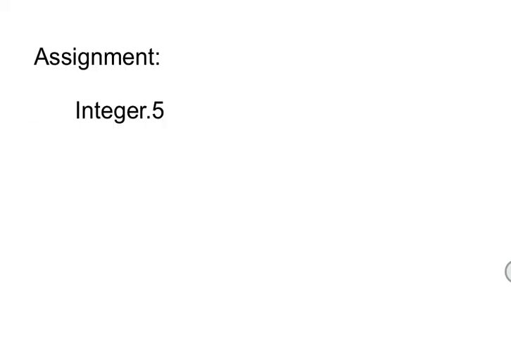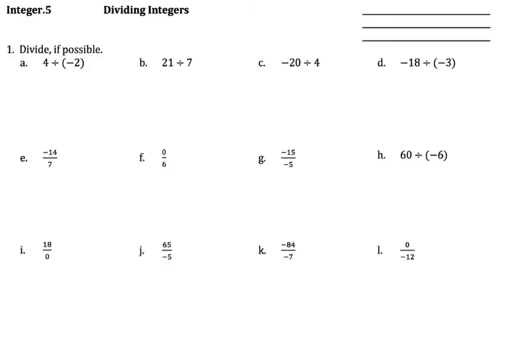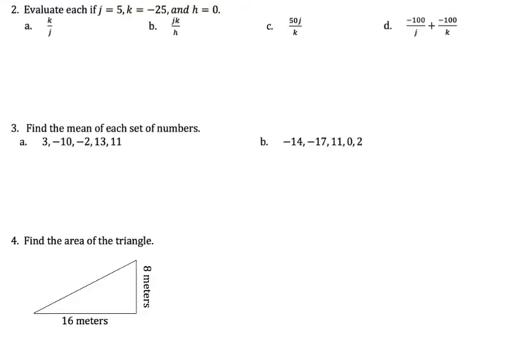Okay, on your assignment, number 1, you're going to divide if possible. Remember, if you divide by 0, it's not possible, so you'll put undefined. Remember with these, divide ignoring the sign, then go back and decide if it's positive or negative. Number 2, you're going to plug in the numbers and evaluate. Number 3, find the mean. Remember that the mean is the equal share average. You add them up and divide by the number of numbers. Number 4, find the area of the triangle. Remember, area of a triangle is 1/2 base times height.